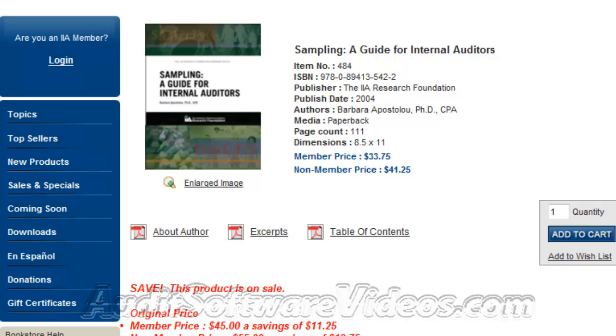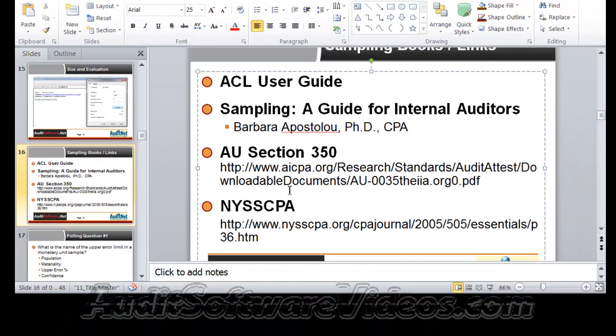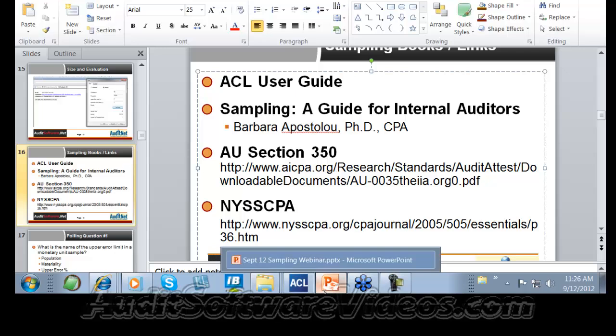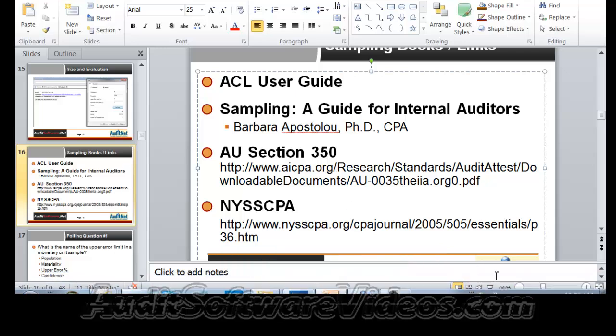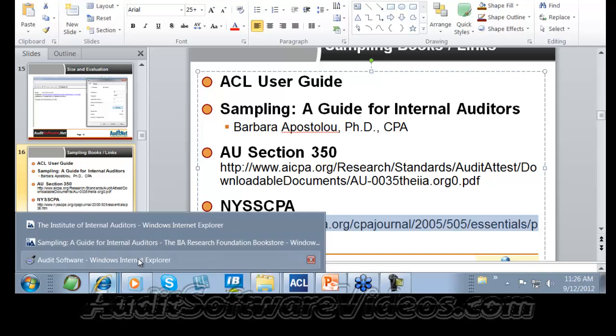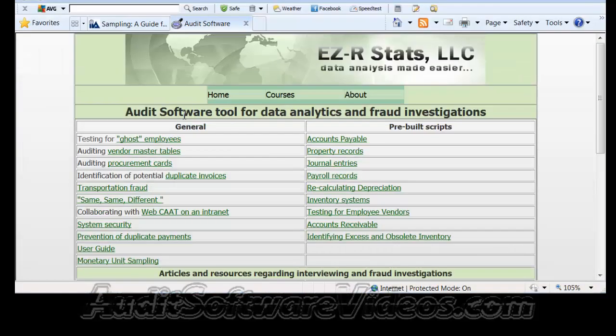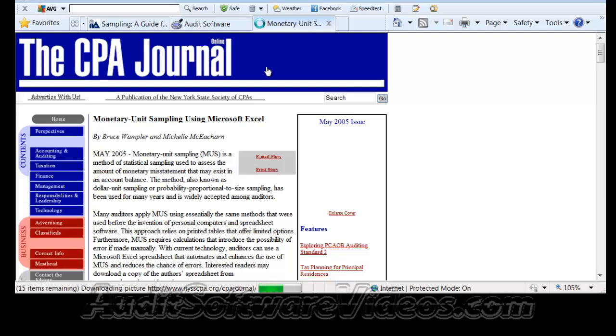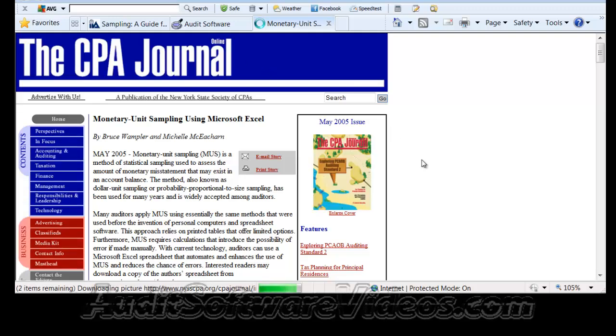We're going to be talking about him a little bit later, but we also have EZR stats, which I want to show you, and a product called WebCat. We're going to talk about that a little bit later. He's got some great guides, and we'll show you that in a second. But then a couple of other links here. One of them, I'm just going to try to copy and paste this so that I have it in Excel. Give me one second. This is EZR stats and WebCat, which is free software, and we're going to show you that in a few minutes. But in the meantime, here is monetary unit sampling using Microsoft Excel.